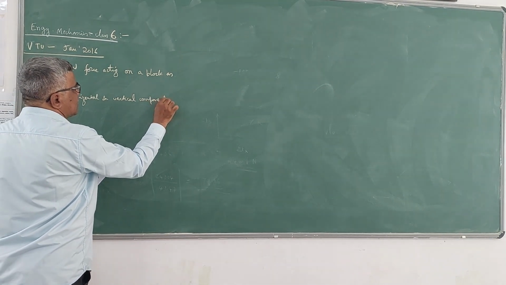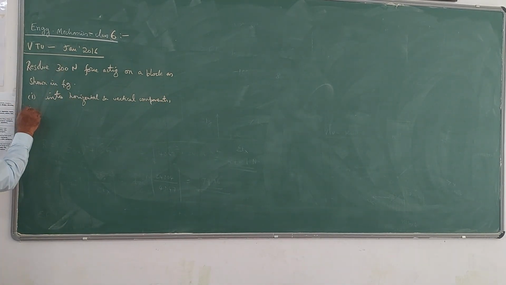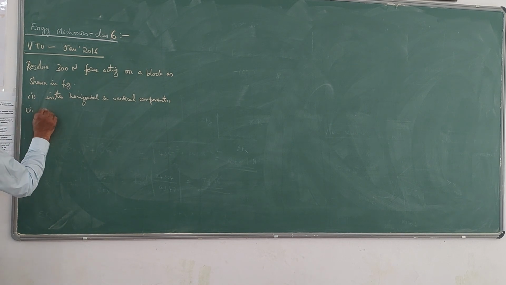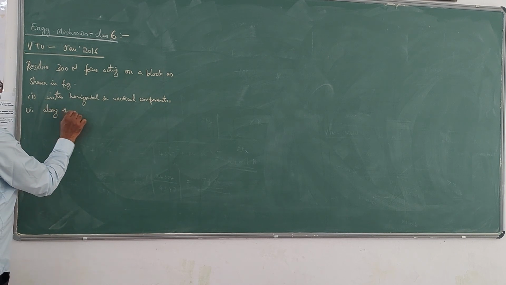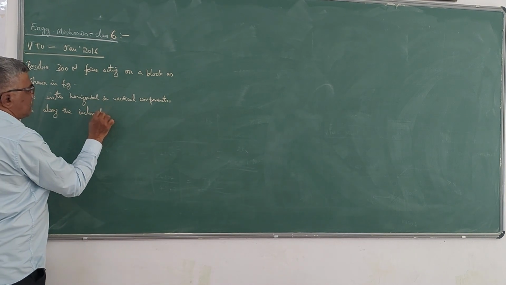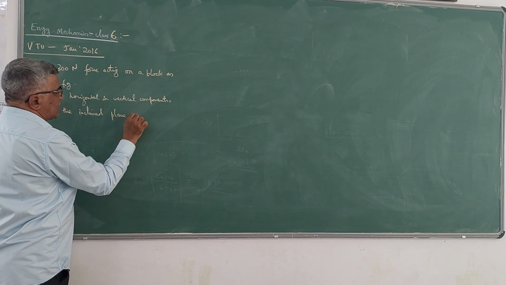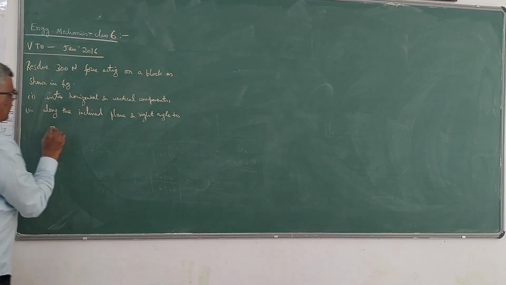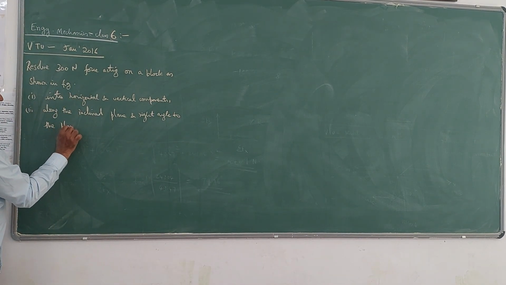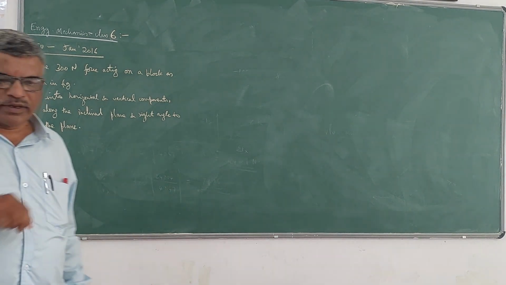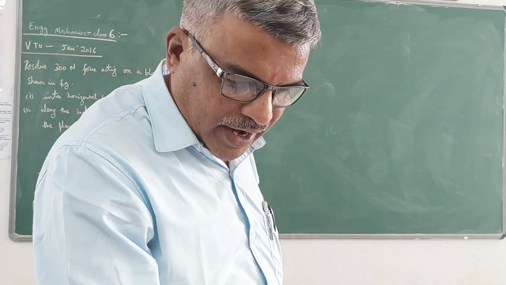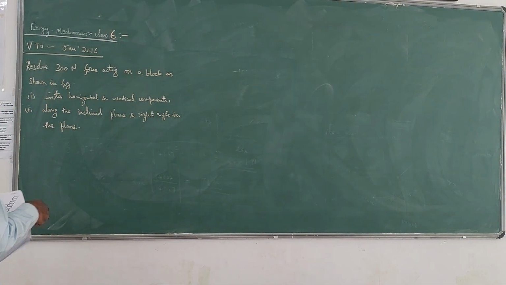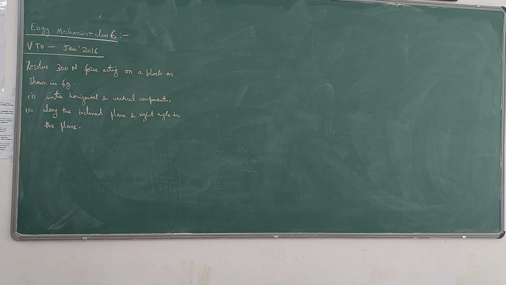first part. Second part, along the inclined plane and right angle to the plane. Yeah, this is not a resultant problem. Here he has given a force acting on a block resting on an inclined plane, and just he has asked you to resolve that force into two components.